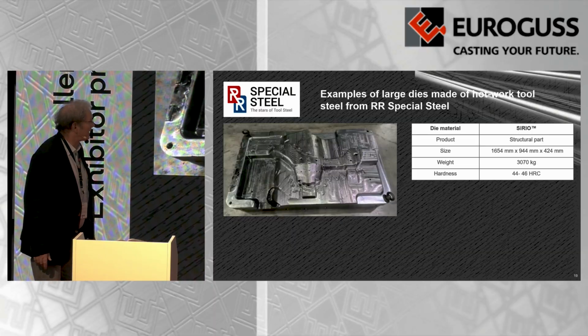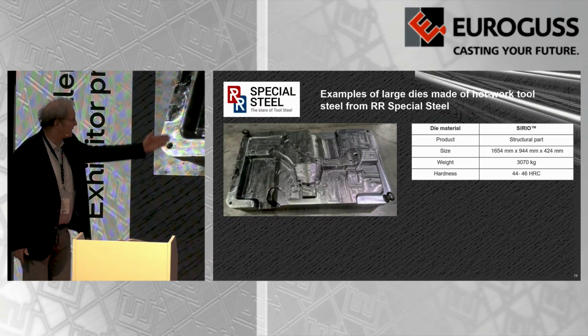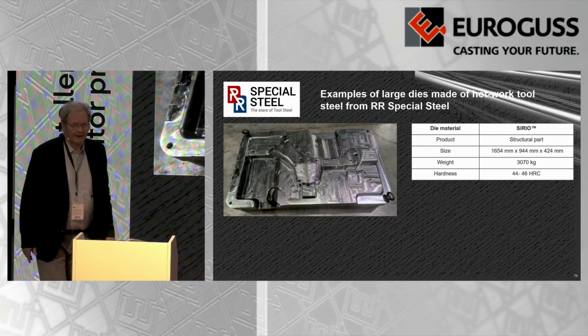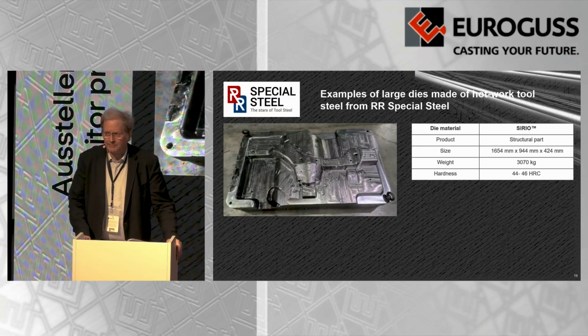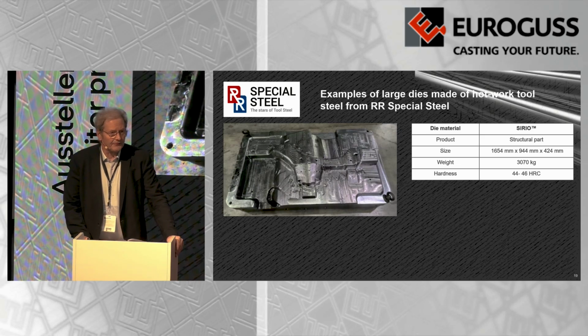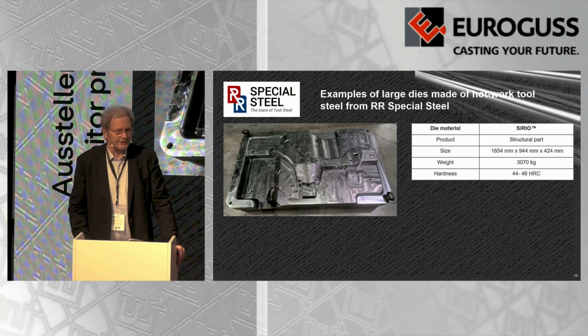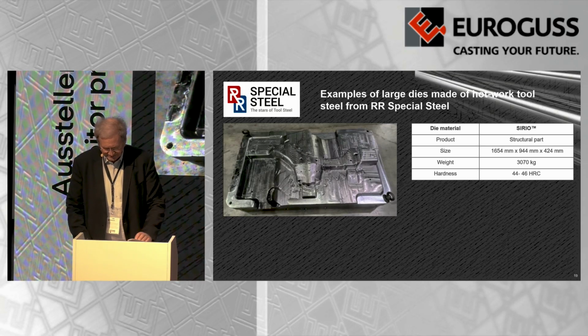And the third one is also an example for Sirio, a structural part of 3,000 kilograms with a hardness range of 44 to 46 Rockwell-C. You see the hardness of the Sirio dies can be slightly higher than that of the Astro dies because the Sirio material has a better toughness potential.